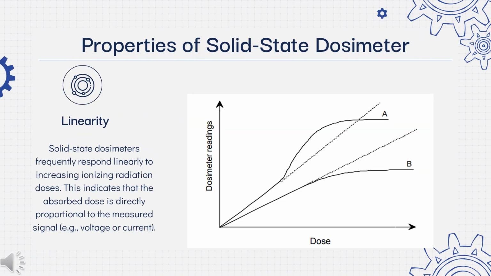Linearity. Solid-state dosimeters frequently respond linearly to ionizing radiation doses. This indicates that the absorbed dose is directly proportional to the measured signal. But beyond a certain dose range, nonlinearity sets in. The linearity range and the nonlinearity behavior depend on the type of dosimeter and its physical characteristics.